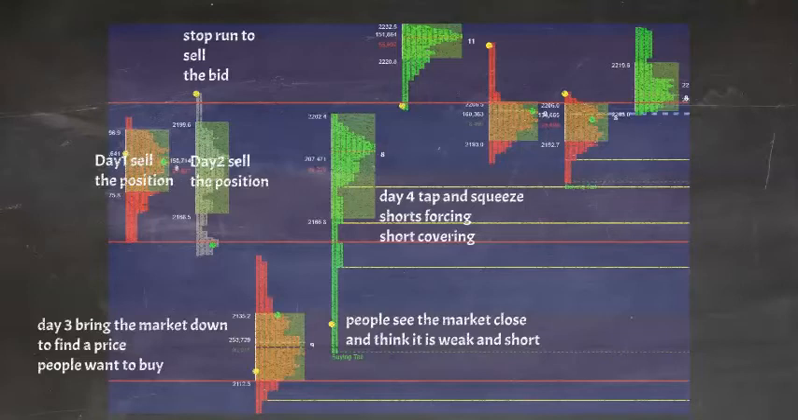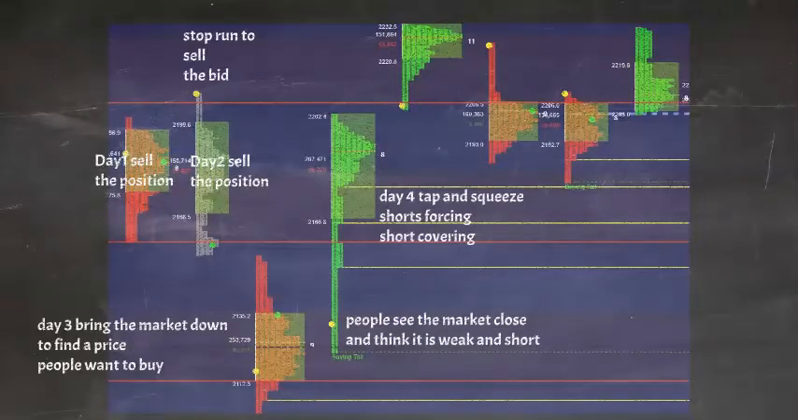And then at the end of day 2 and overnight during Globex, they bring it back down, they build the position, dummies short the market at the bottom, and it rips up into a P shape. On day 4, they sell what they bought on day 3, and then price sticks, and they rinse and repeat all over again.